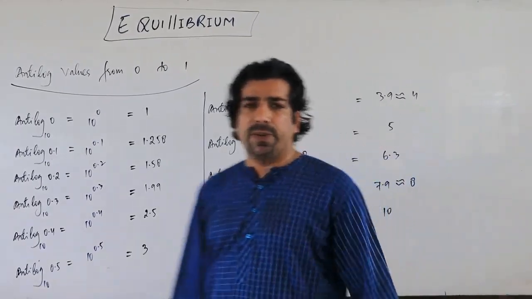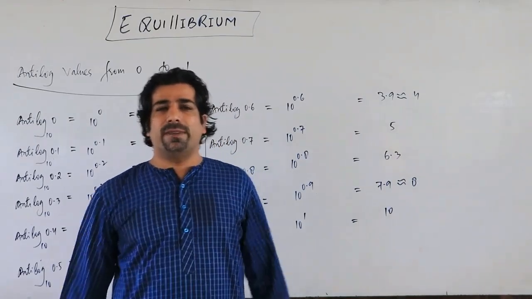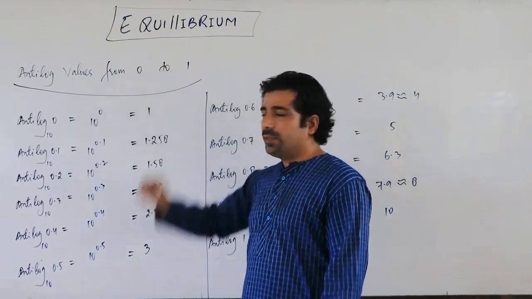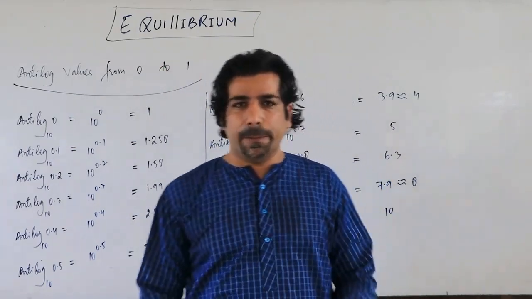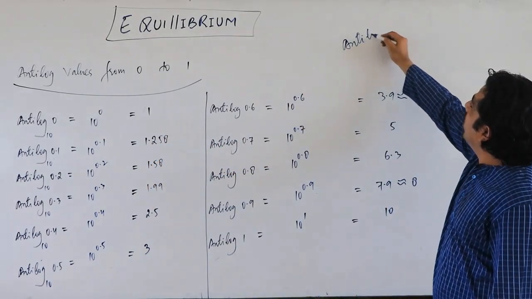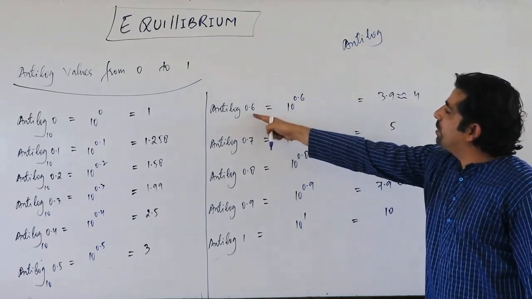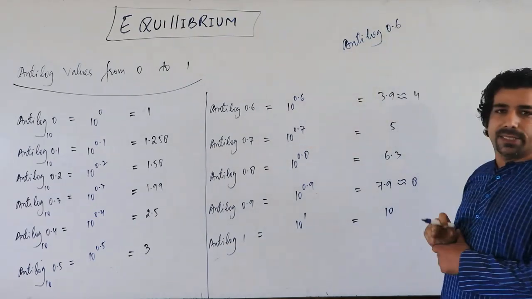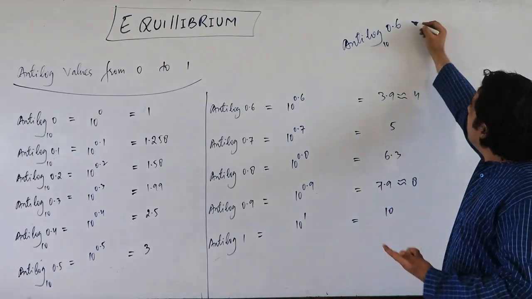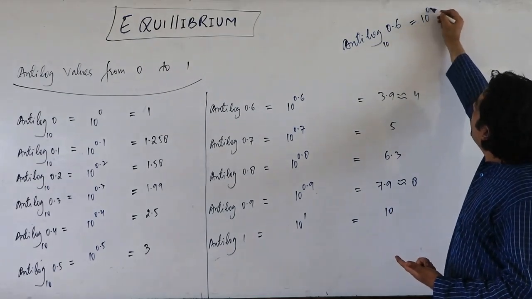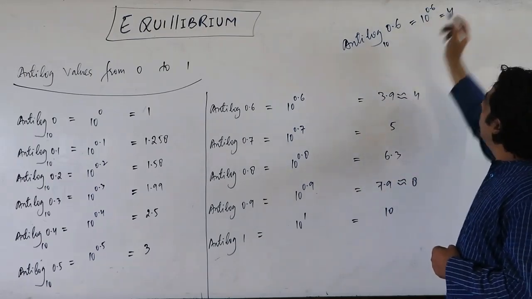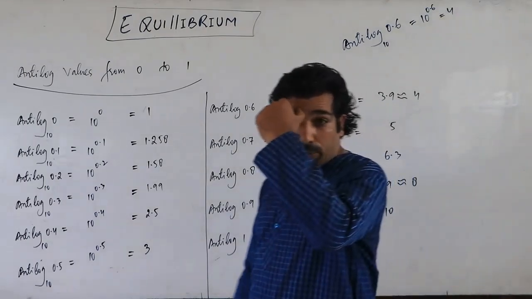So my dear friends, finally, how to remember the values of antilog from 0 to 1? It's a very simple thing, my dear friends. First of all, when we talk of antilog, let us suppose the antilog of 0.6, if I take it, correct? And what is the base? You should remember the base is 10. So this expression is actually 10 raised to the power 0.6, remember that. And 10 raised to the power 0.6 is approximately equal to 4. Yes. Now, how to remember them, my dear friends?